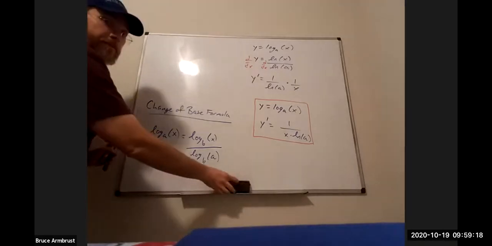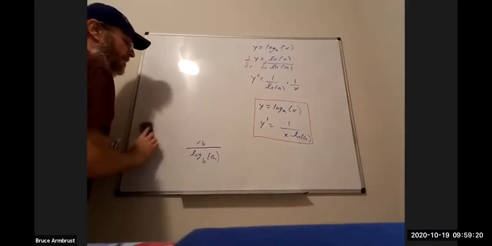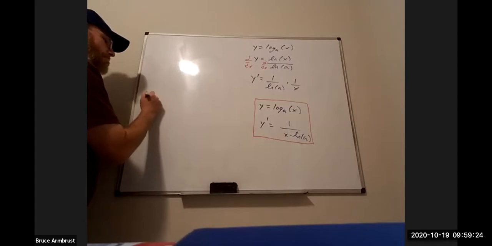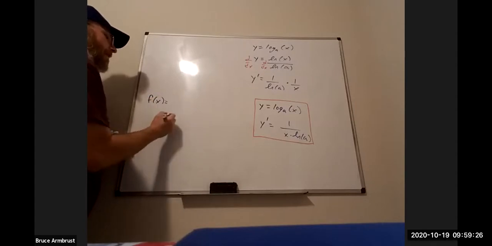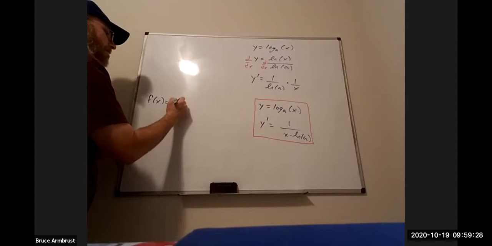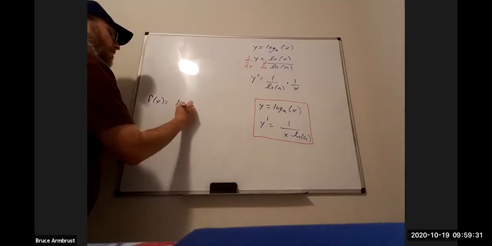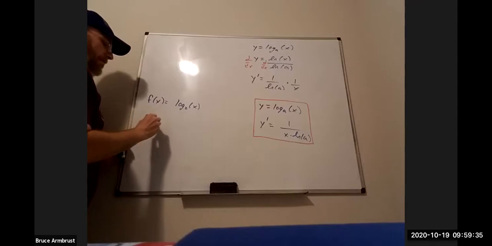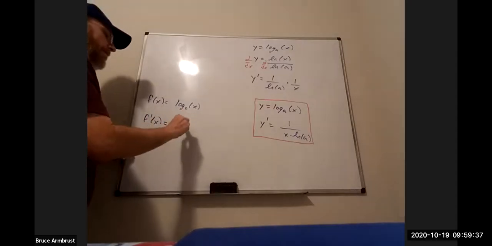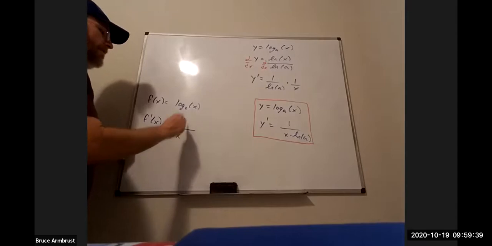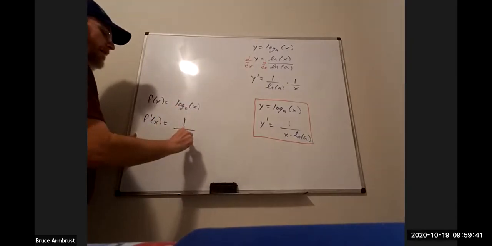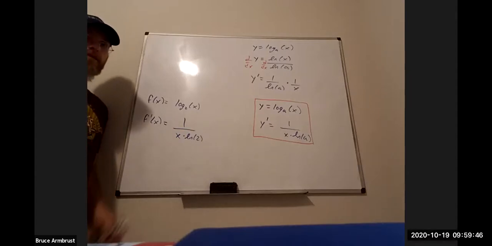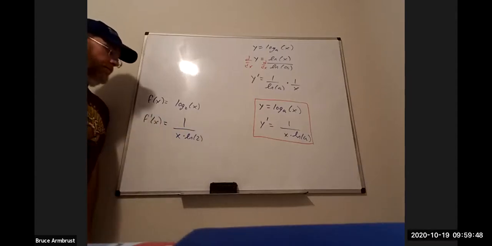So let me just show you a couple. They're not really that exciting, but let's try this one. Let's say we've got f of x equals log base 2 of x. All right, so here's the derivative. We're going to get 1 over x times the natural log of 2. Yay.